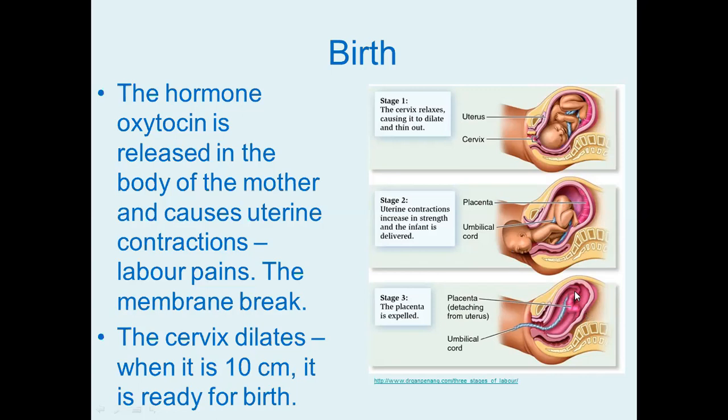And you can also see here, the placenta is starting to pull away from the wall of the uterus. So there's the uterus wall. Here is the placenta starting to pull away. And this is the umbilical cord. Remember I said to you that the umbilical cord is clamped and cut.